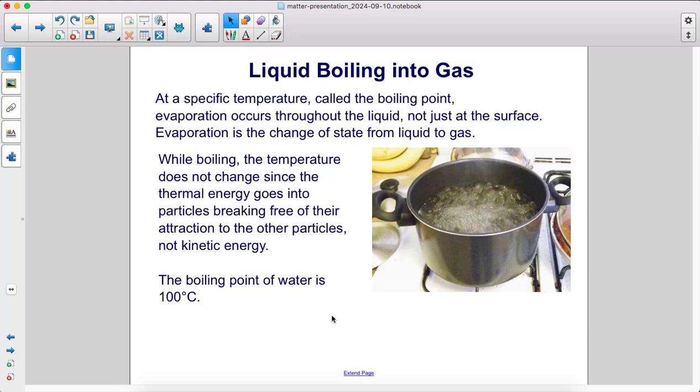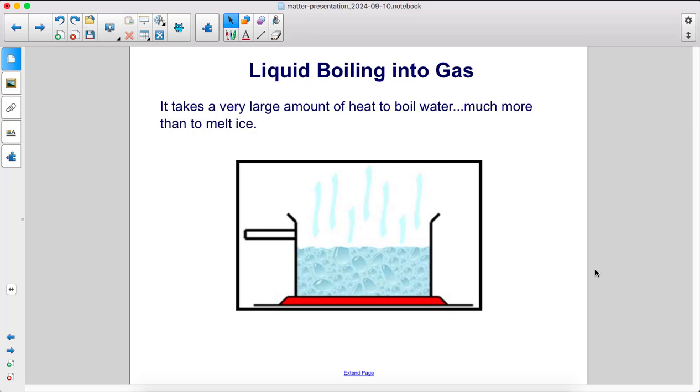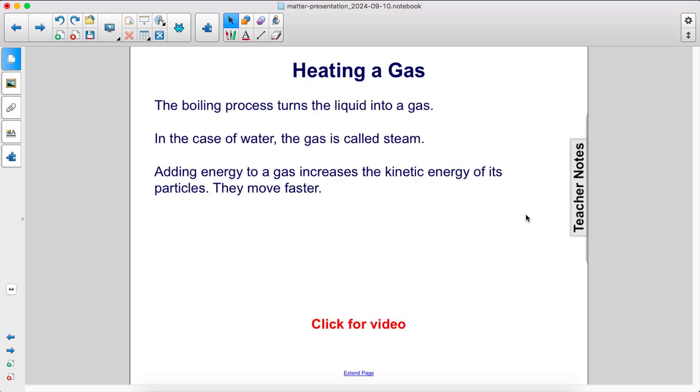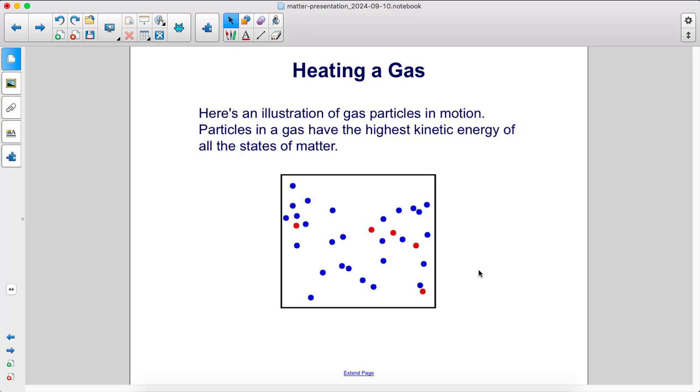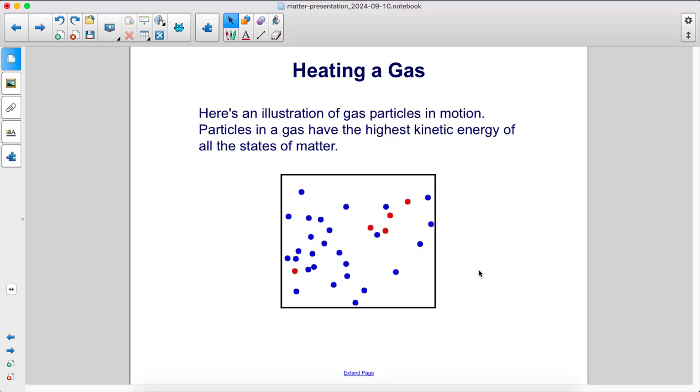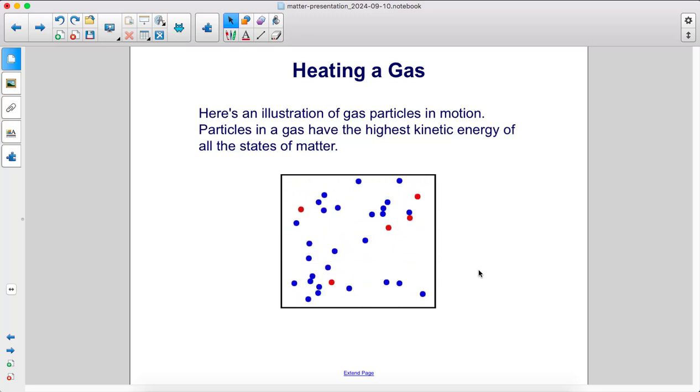The boiling point of water is 100 degrees Celsius. It takes a very large amount of heat to boil water, much more than to melt ice. The boiling process turns the liquid into a gas. In the case of water, the gas is called steam. Adding energy to a gas increases the kinetic energy of its particles. They move faster. Here's an illustration of gas particles in motion. Particles in a gas have the highest kinetic energy of all the states of matter.